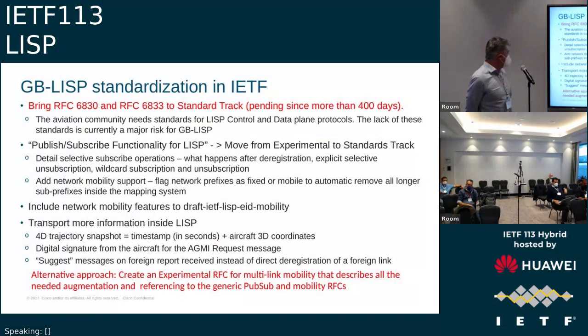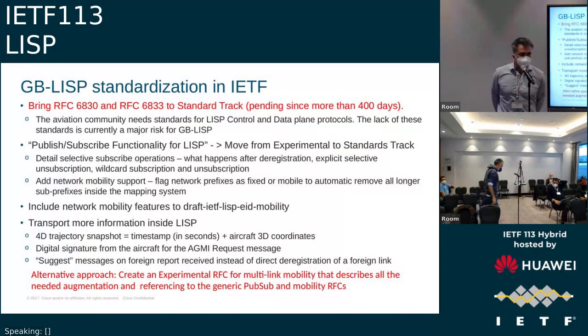And we would also like to get advice from you on whether we should give this as specific change requests to the IETF LISP working group, or take an alternative approach: we could create an experimental RFC for multi-link mobility that describes the additional needs, and we reference all the other RFCs, the generic pub/sub and mobility RFCs. So whatever is the better process. Yeah. Thank you. That would help. That concludes my presentation.